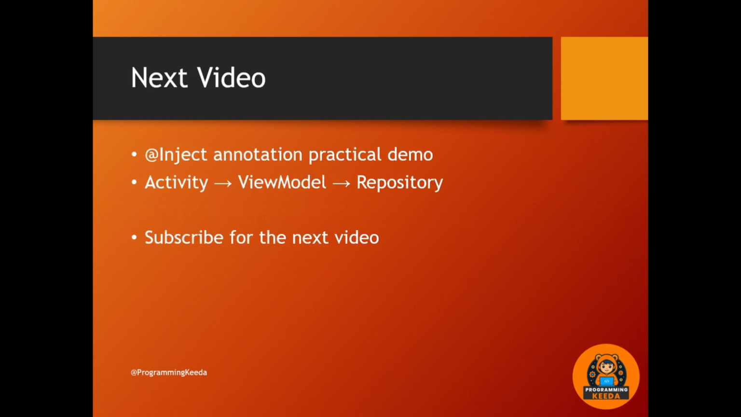So now the concept of dependency injection is clear. The next logical step is to understand how it is implemented in a real Android project. In the next session, we will explore what the Inject annotation is with a practical example and show how dependencies flow from activity and ViewModel to repository. This will help connect theory to real world Android development.